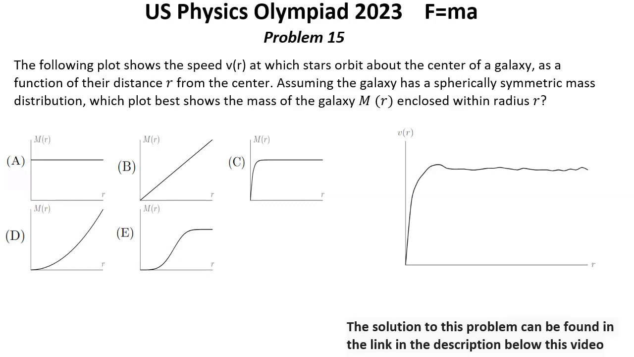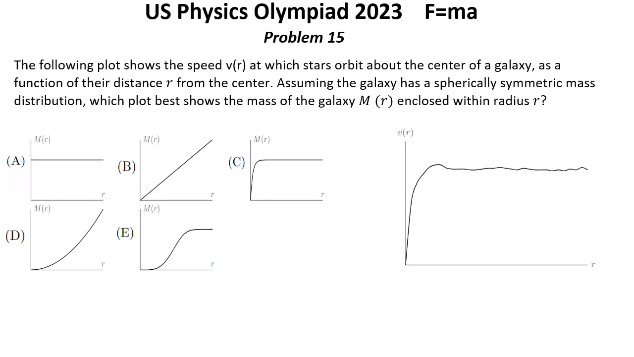Problem number 15. The following plot shows the speed Vr at which stars orbit about the center of a galaxy as a function of their distance r from the center. Assuming the galaxy has a spherically symmetric mass distribution, which plot best shows the mass of the galaxy M(r) enclosed within radius r?